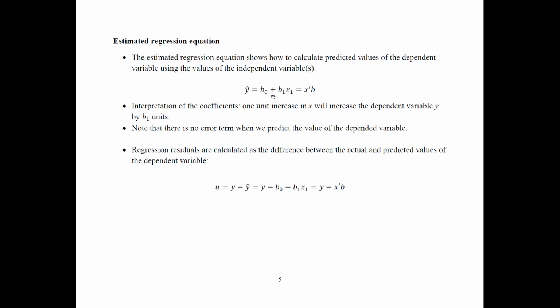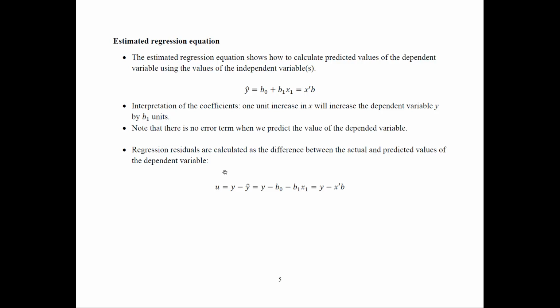We can only predict the dependent variable based on the independent variables as well as the coefficients that we're estimating here. So the way we would interpret these coefficients, say this b1 coefficient, is that a 1 unit increase in x would increase the dependent variable y by b1 units. Okay? So this is the interpretation of the coefficients.